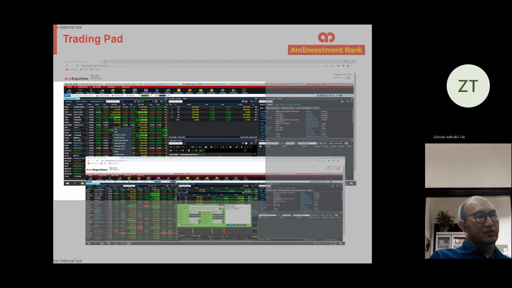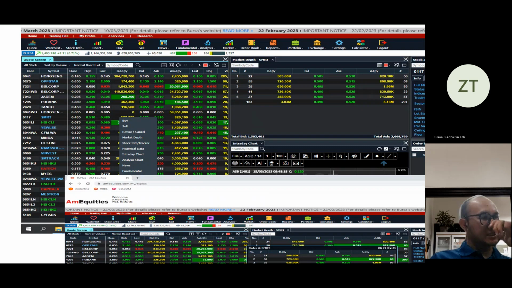All right. If you right click any stock here, you can see a lot of menu: buy, sell, revise, market depth, stock info, historical data. Historical data, you can track the share price up to 500 records as well. Same goes with analysis chart. So historical data, if you want to see for the past 4 to 5 years what is the highest and the lowest for the stock, you can check under historical data.